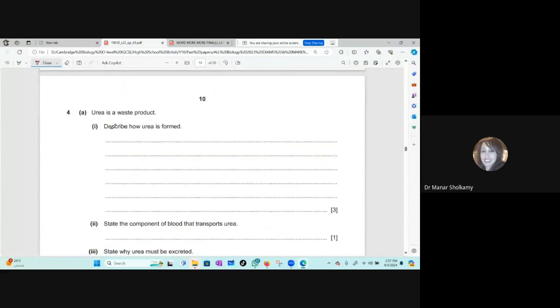Urea is a waste product. Describe how urea is formed. This is a direct question. How is urea formed? What will you discuss here? Deamination. Thank you. Now, what is deamination? The removal of the nitrogen containing part from the amino acid. Correct. Removal. Very good. You will take the full mark here. The removal of the nitrogen containing part from the excess amino acids.